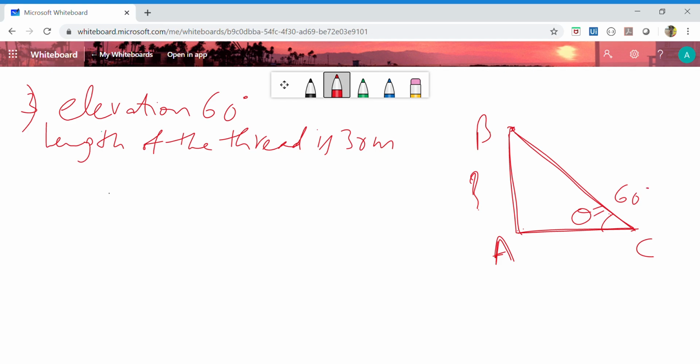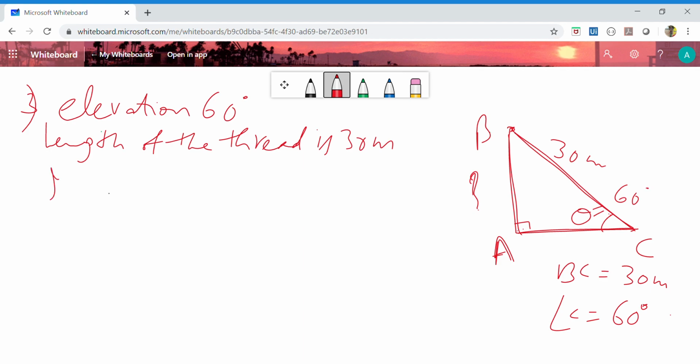The length of the thread is 30 meters. So BC, the length of the thread, is 30 meters. Angle C is equal to 60 degrees. So ABC is a right angle triangle, right angle at A. Then you have to find out AB. So what do you have to apply? Theta is there, hypotenuse is there, opposite side you want.